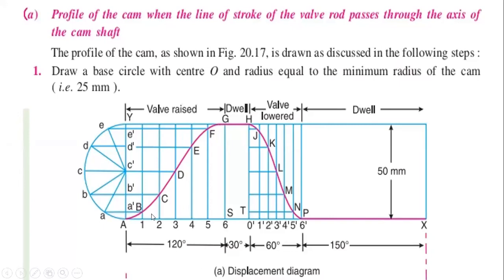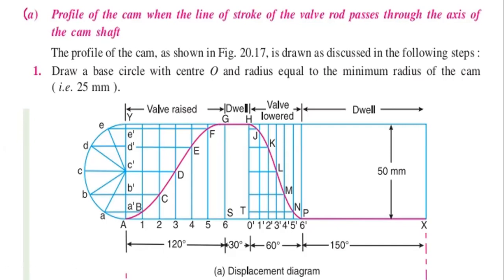So this is the displacement diagram. We first need to draw a rectangle, and the process is the same as in the previous model. We draw a rectangle with the height, that is the line of stroke, as 50 mm, and the length as 360 mm. We are taking a suitable scale.